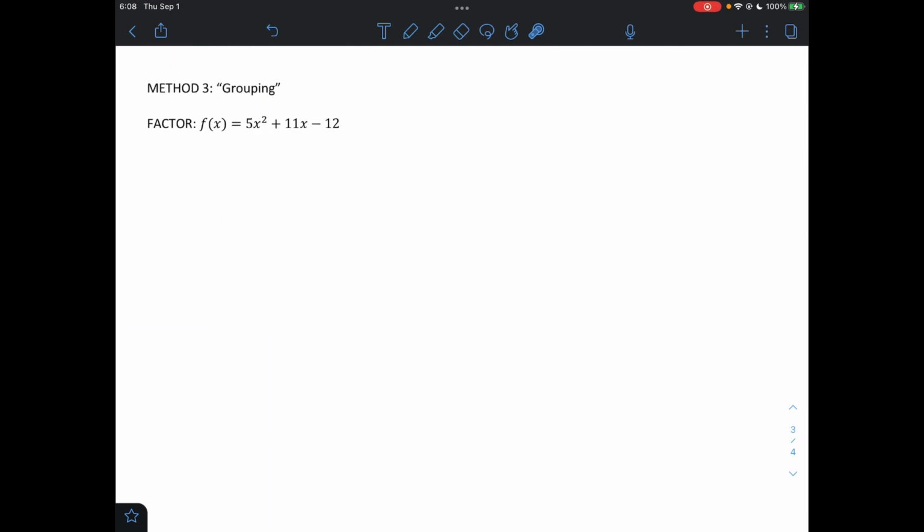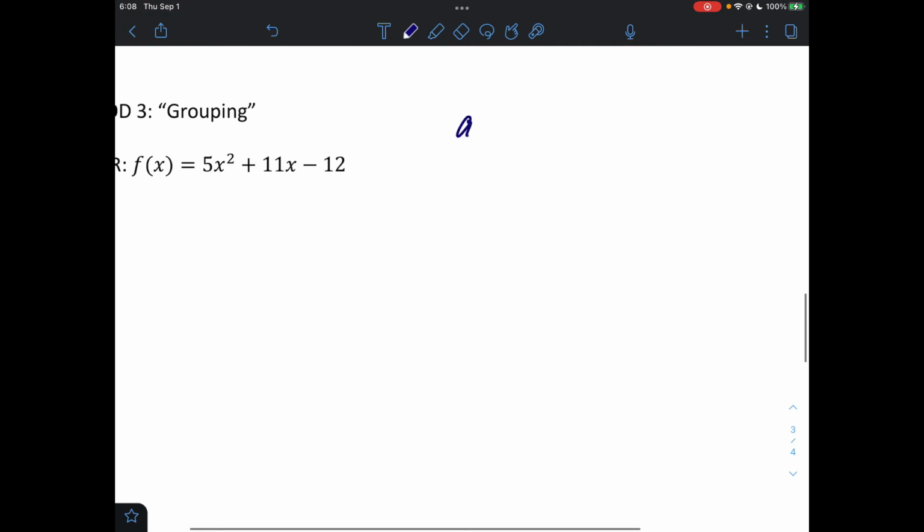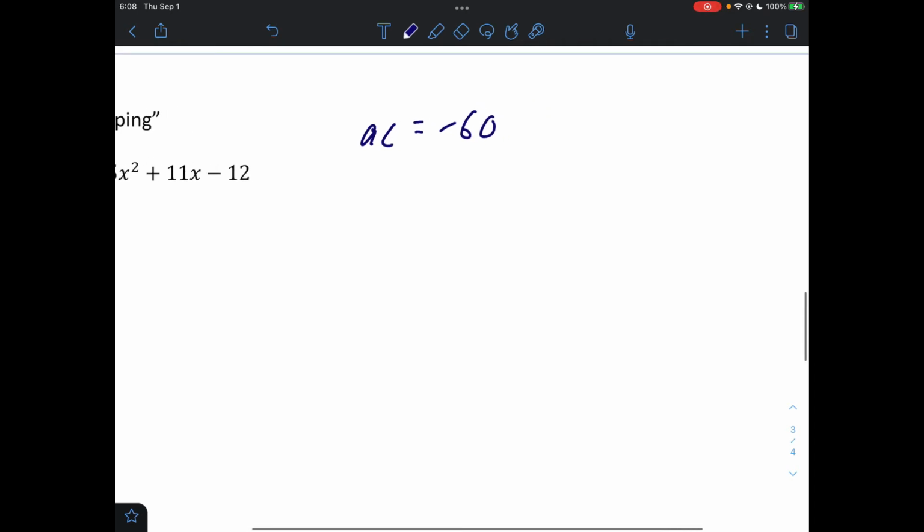The third method is called grouping. So in grouping, again, you're going to do that same first step where a times c is negative 60. Okay, so now we're going to look for 2 numbers. Let's call them, I don't know, m and n, that multiply to negative 60 and that add to 11.